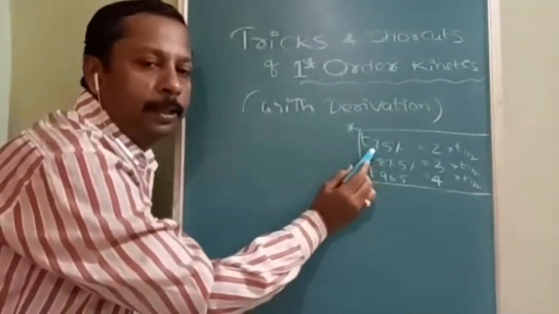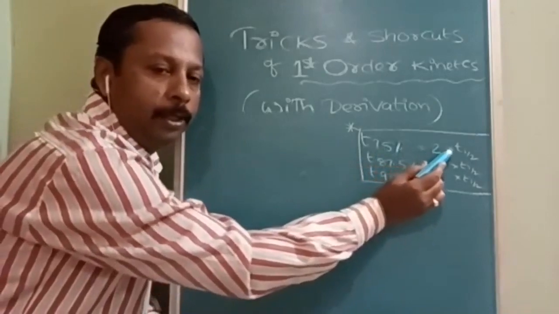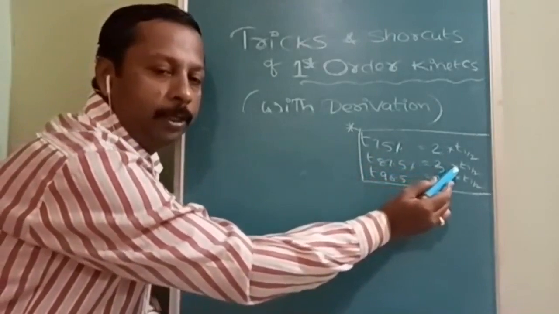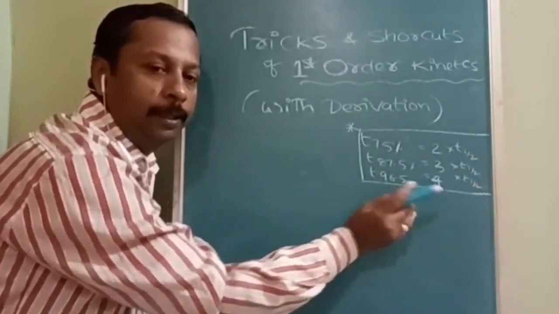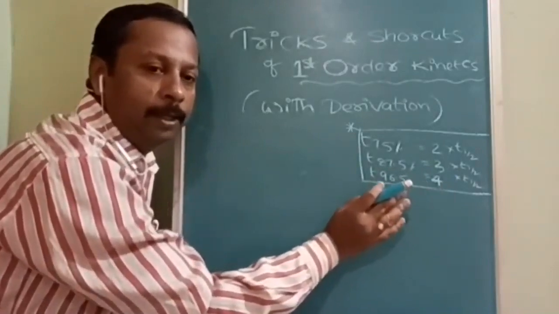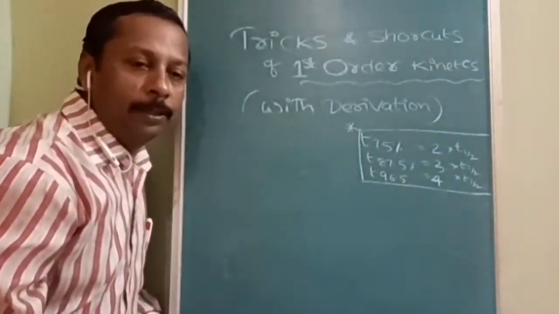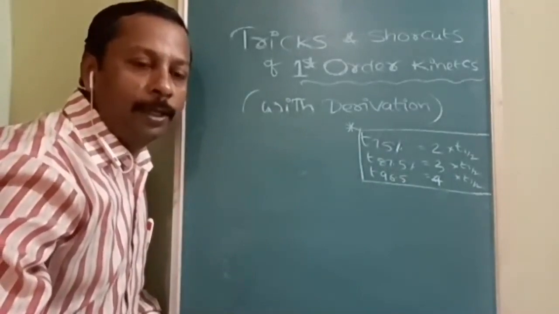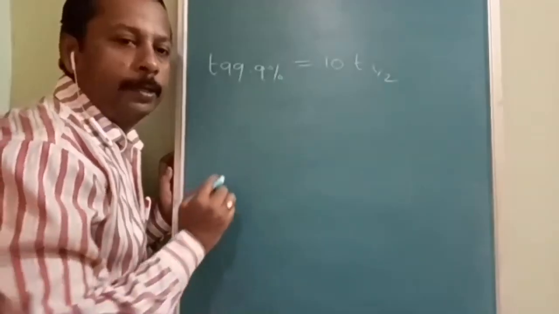So these are the three formulas. Okay, T 75% is equal to 2 into T half, and T 87.5% is equal to 3 into T half. T 93.75% is equal to 4 into T half. These are only one type of formula along with the derivation. Okay, there are some more formulas along with the derivation I will tell you, so that if at all there is a confusion and if you forgot that formula, then you can derive with this method very easily.